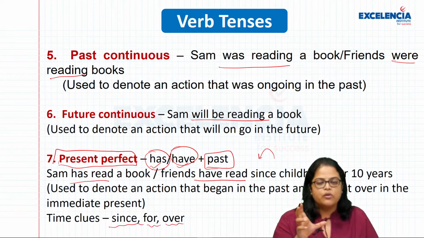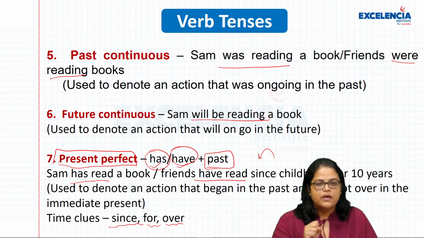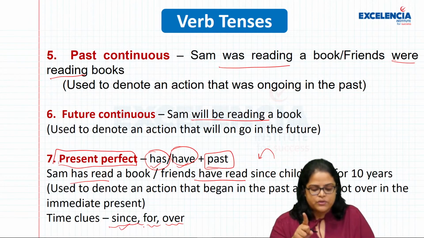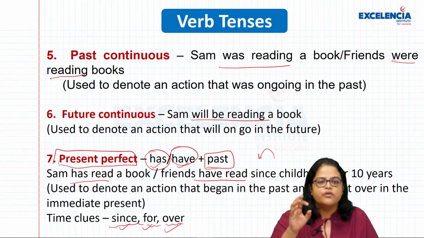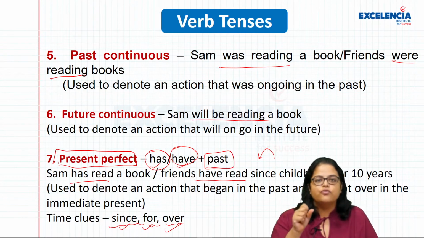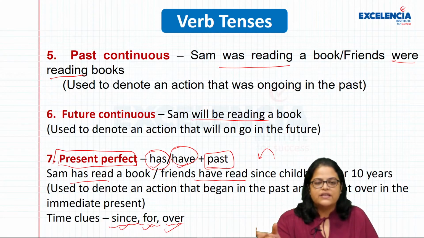So time clues like since, for and over are commonly used with present perfect. On the SAT, if they give you a sentence which has these time clues since, for and over, and it does not have a present perfect, suppose they use a past tense, then you would know that is incorrect. Because whenever there is a since, for and over, there's a span of time, I like to use the present perfect. Action began in the past, just got over in the immediate present. So there's a transition from the past into the present.